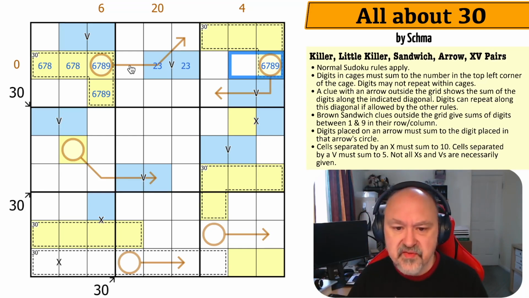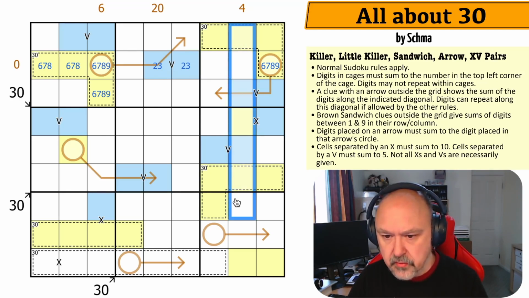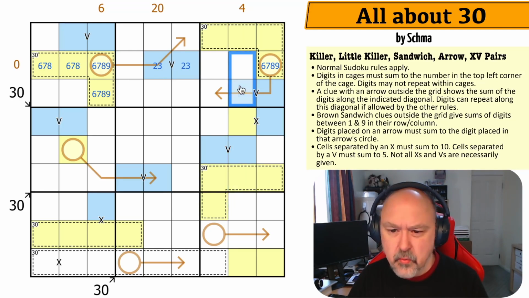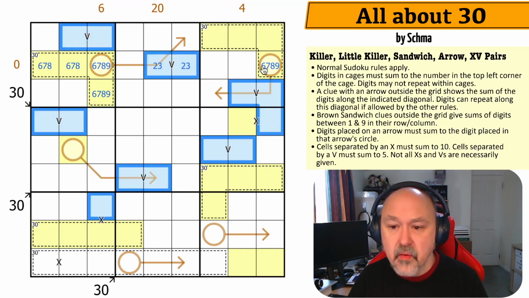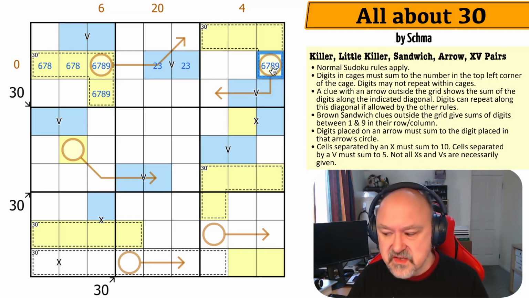So we know one of these is a 1. If this is a 1, if this is the 9, this becomes the 1. If this is a 1, how do I fulfill this 4 clue? I could go 1, 4, 9, 1, I suppose. But if this is... No, I can't, because of this V clue. This is nuts.